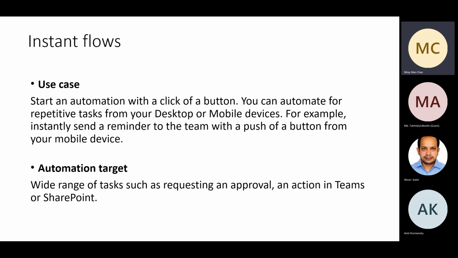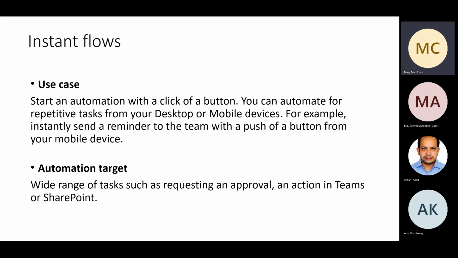Okay, another thing is the instant flows. What is an instant flow? Instant flow is something that you need to trigger on your own. For example, you click a button in the SharePoint files location, go and click the three dots in your file item. They actually show it to you. No worry, I will show it to you, so just keep that in mind.